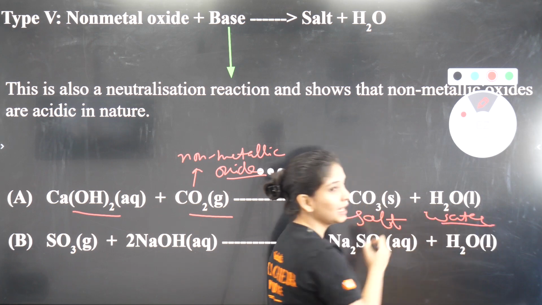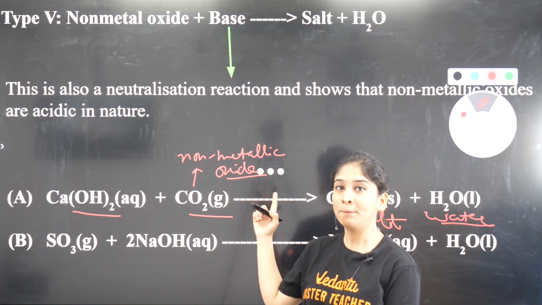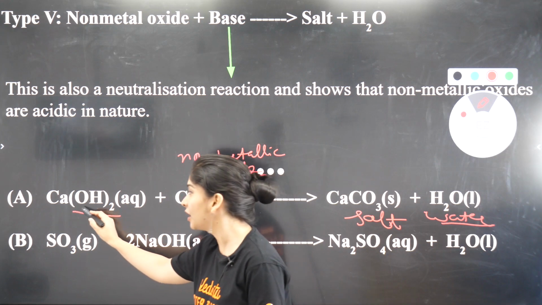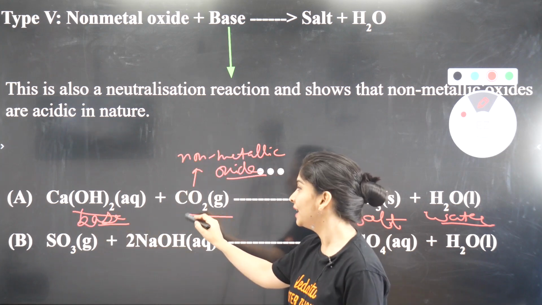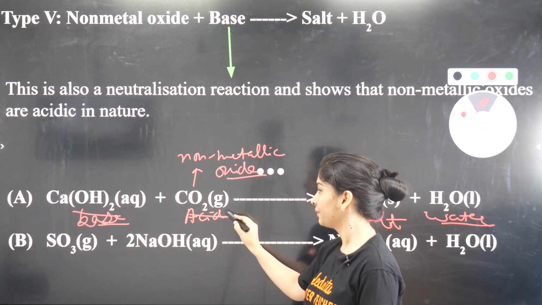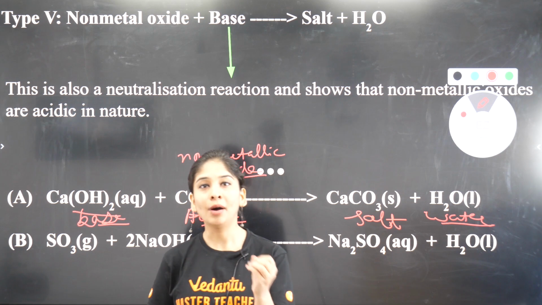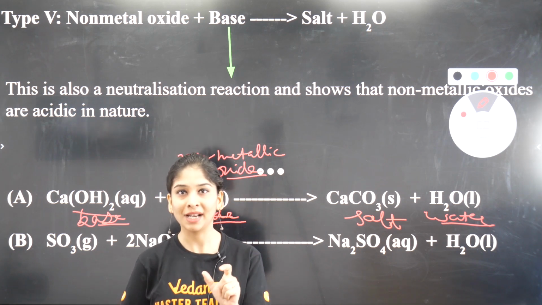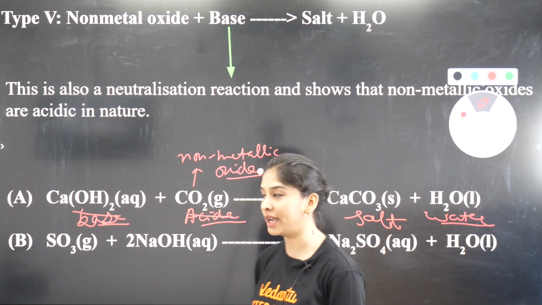So what exactly can we prove by this? Why are we having salt and water? Because acid and base are going to react with each other. This we already know, that is a base. It will release hydroxide ion, so definitely its nature is acidic. Again we can prove that non-metal oxides are acidic in nature by this experiment, by this reaction.